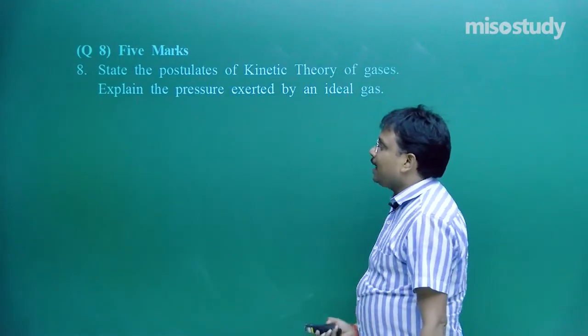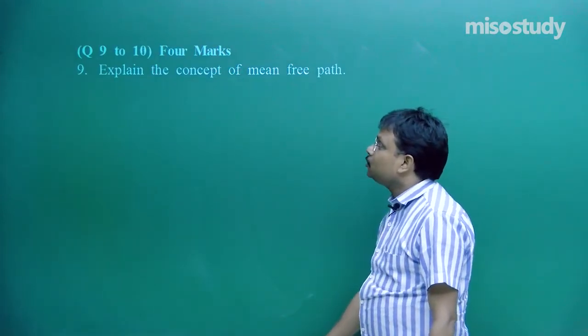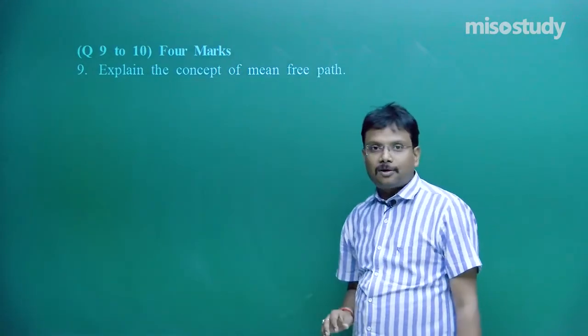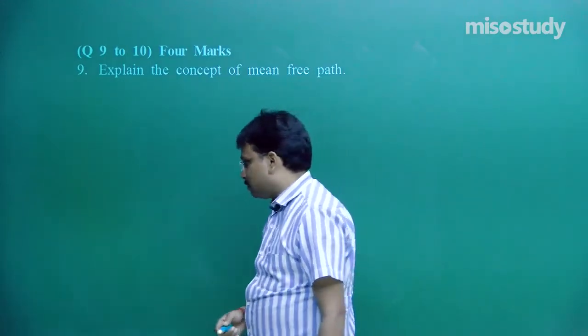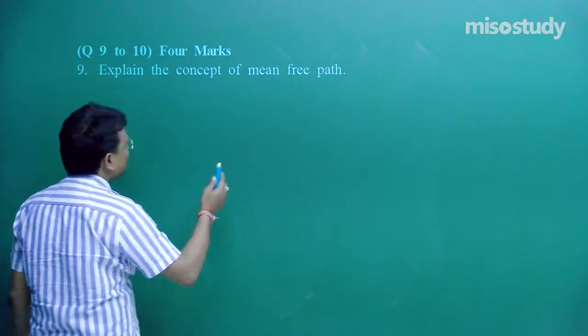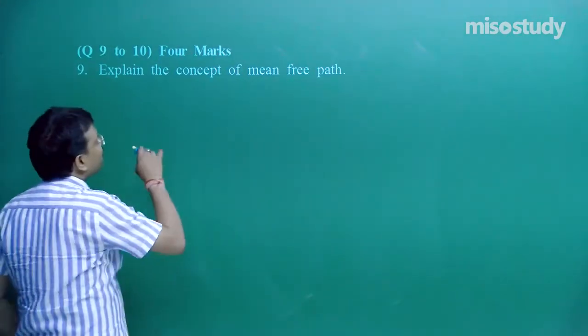So let's move ahead. Over here, question number 9. Now questions 9 and 10 are for 4 marks. Fine. Explain the concept of mean free path. Okay, 1 or 2 points I will mention, the rest you know is already mentioned in this video.